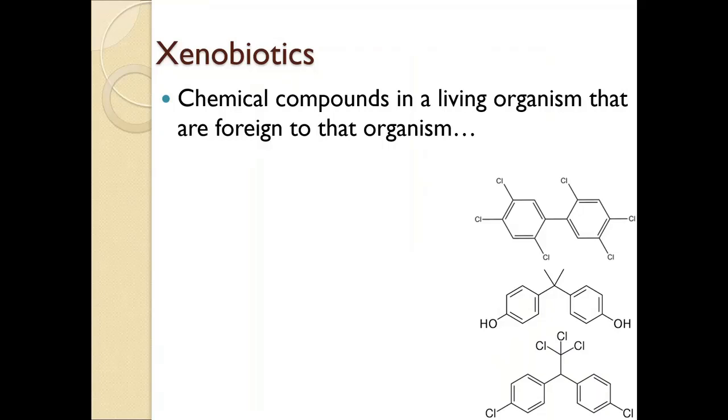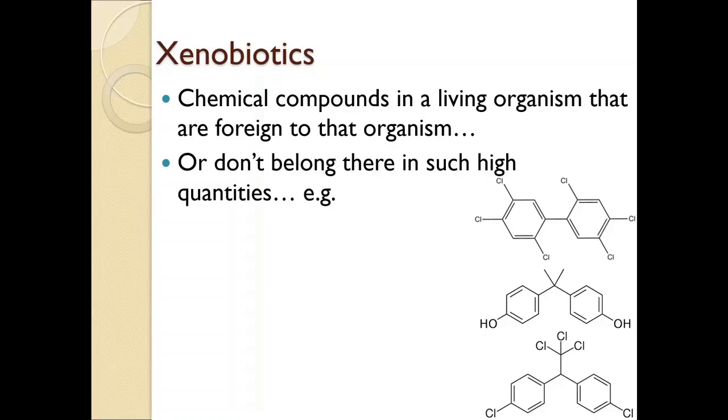The first vocabulary word we need to have is xenobiotics. Xenobiotics are chemical compounds in a living organism that are foreign to that organism. They should not be there. Or it could be a chemical that does belong there, but not in such high quantities as we're actually finding it. Xeno means foreign, so these are foreign to the biology of the animal.